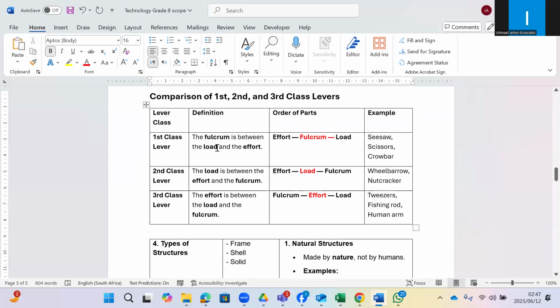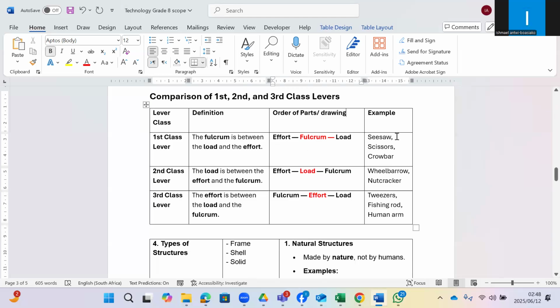Now, if we talk about the first class lever, the fulcrum is in the middle. This is the order of the parts if I ask you to draw it. So if you are asked to draw a first class lever, the effort is at one end and then the load is at the other end. The one in the middle is the fulcrum. So here the effort is on the left, or it could be even on the right hand side. Then the one in the middle is the fulcrum. Example of the first class lever is seesaw.